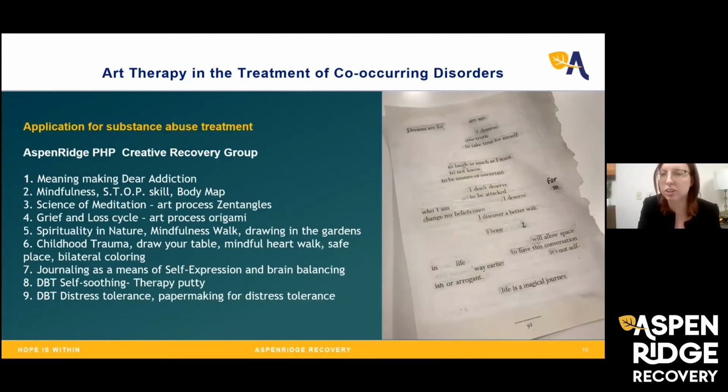Somebody's book page art. So we blocked out everything on a book page except for words that they wanted to keep. And this was really important for her because she is working on self-love and self-esteem. And she made this about that.